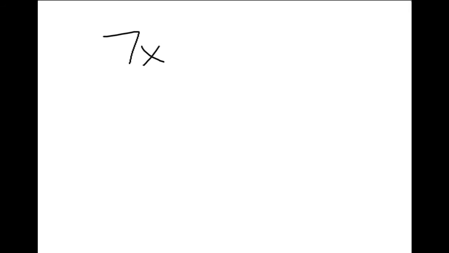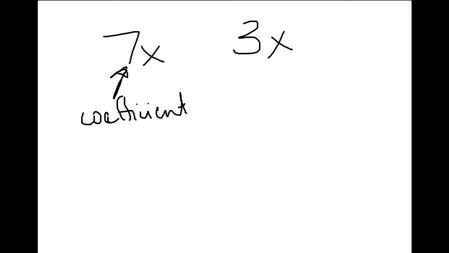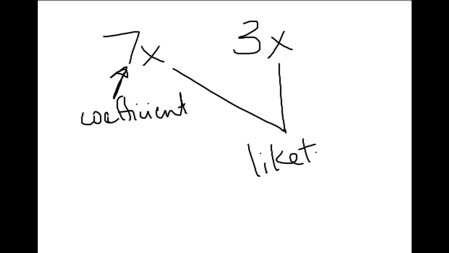Let's look at the monomial 7x. Well, 7 is the coefficient of x. And hopefully you guys remember that, but it's the coefficient of x. So 7 is the coefficient when we have 7x. And if I have 7x and 3x, these are like terms because they have the same variable, just perhaps different coefficients. Sometimes they will, sometimes they won't.